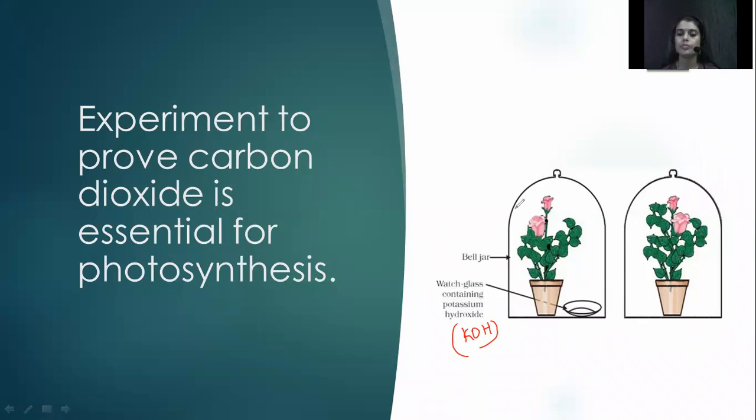Right? Now, why are we using a KOH solution? KOH absorbs the carbon dioxide which is present in the atmosphere. So in this experiment, the plant under this glass jar won't be able to perform photosynthesis because there is no carbon dioxide present in its atmosphere. Whereas this glass jar does not have any KOH solution, and the plant can absorb the carbon dioxide present in its surroundings. Now we'll place this setup under sunlight for 6 hours.